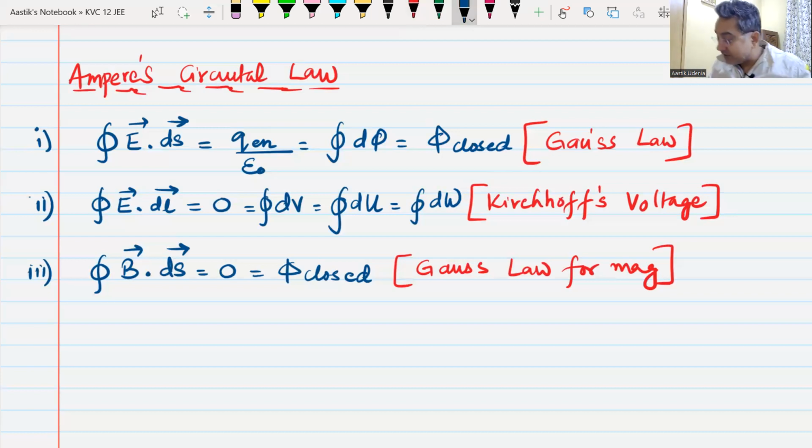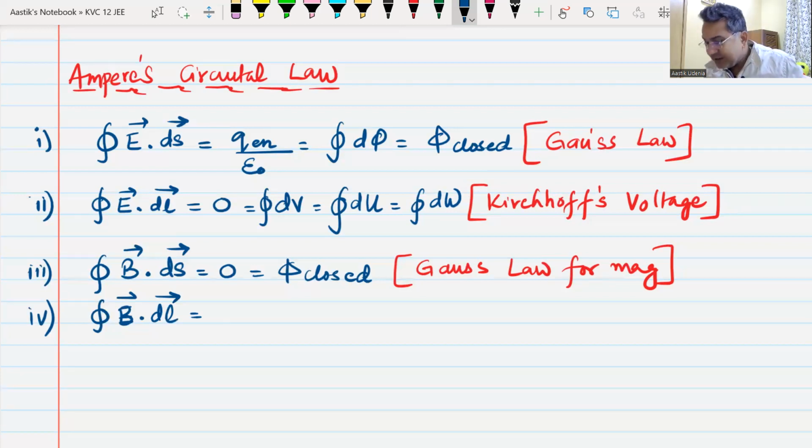Then comes the fourth gentleman. What will be the fourth gentleman? Line integral of magnetic field over a closed loop. Integral of B dot dl over a closed loop, and that is equal to epsilon naught into I enclosed, sir.